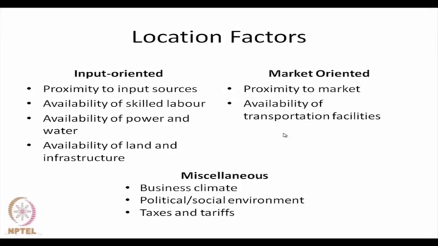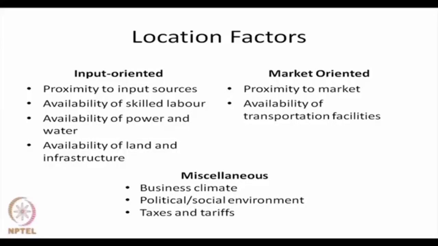The first thing that one considers in deciding a location is to enumerate the factors. There are different ways in which factors can be categorized. We have categorized factors in one way here, and that is factors that are input oriented, factors that are output oriented, and miscellaneous factors. There are other classifications that are available, but let us see this classification.